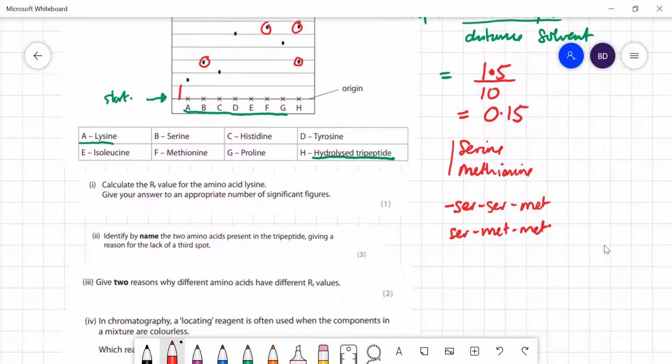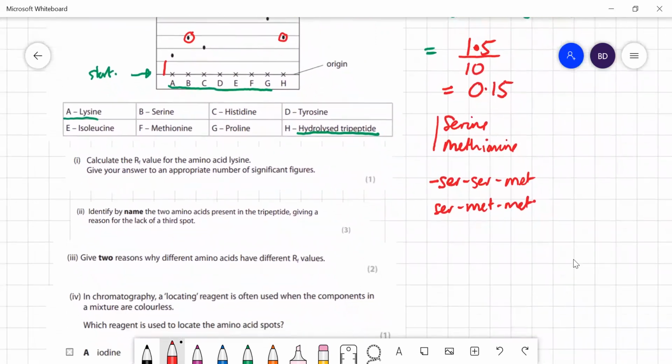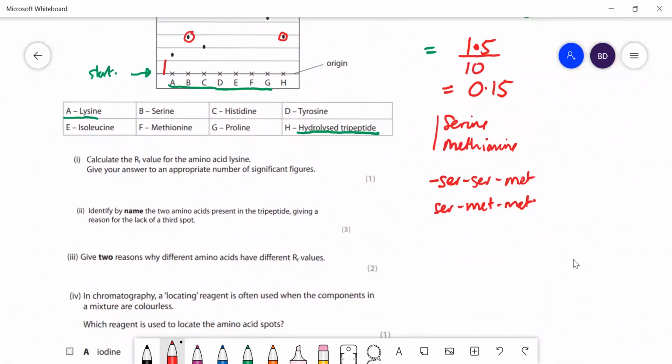Okay, 2 reasons why different amino acids have different RF values, for 2 marks. Well, things move in chromatography by different amounts because they've got different affinities, or liking, for the solvent and for the stationary phase, which is this TLC plate. So I'll just put different affinities for 1 mark, the solvent, and 2, the stationary phase.